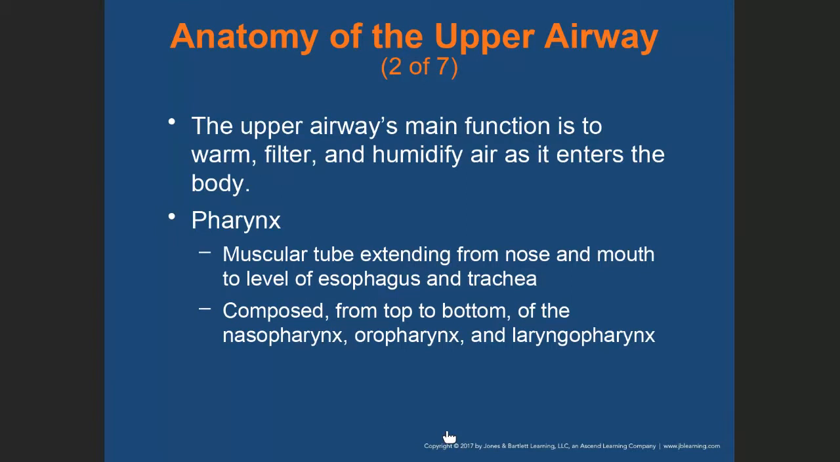The pharynx is a muscular tube extending from the nose and mouth to the level of the esophagus and trachea. It is composed from top to bottom of the nasopharynx, oropharynx, and laryngopharynx.